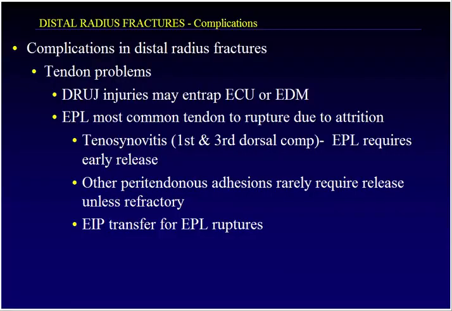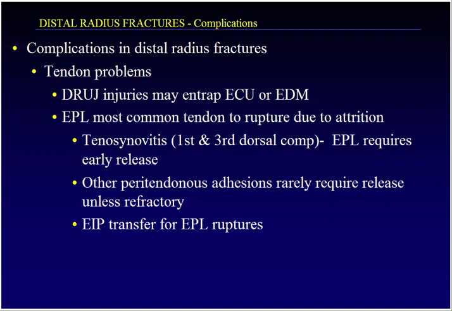Tendon problems: DRUJ injuries can entrap either the extensor carpi ulnaris or the extensor digiti minimi. Again, if you have an irreducible DRUJ, suspect interposition of the ECU, and that needs to be removed.